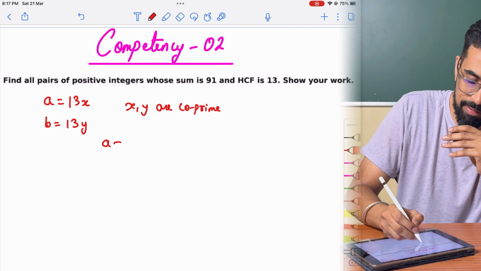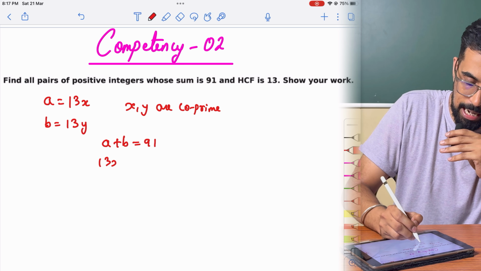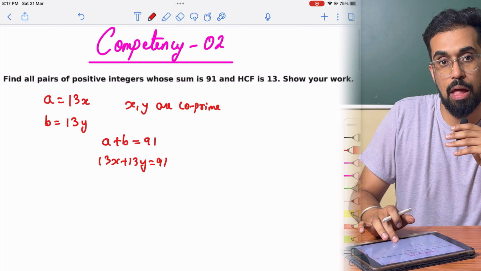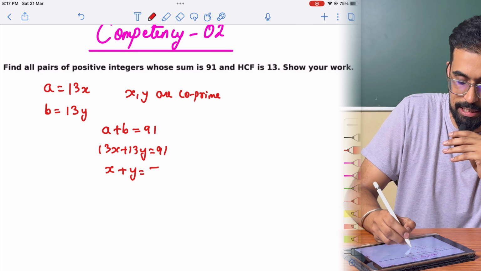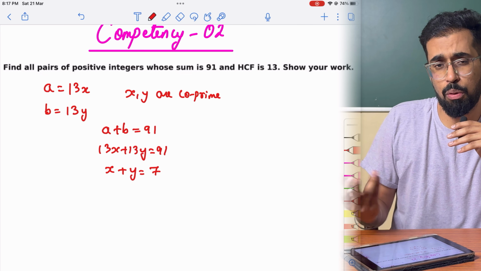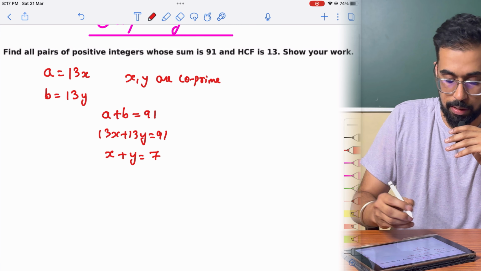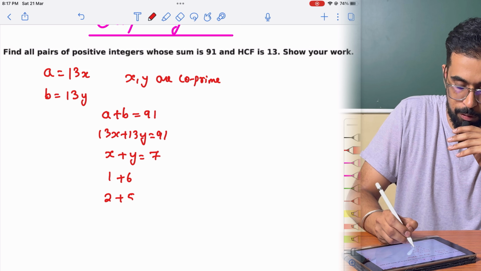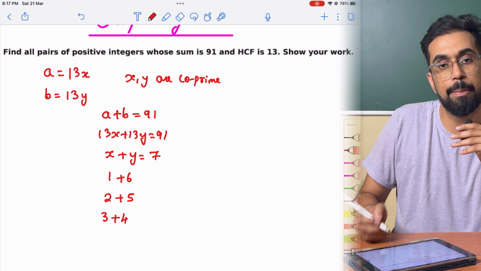Now as we are given here, the sum is 91. 13x plus 13y should give us 91. When we simplify this, that is, when we divide throughout by 13, we would get x plus y is equal to 7. Now let's look at some possibilities when this is true. The first possibility is 1 and 6 would give us 7. The second possibility of 2 and 5 would give us 7. And the third possibility of 3 and 4 would give us 7.